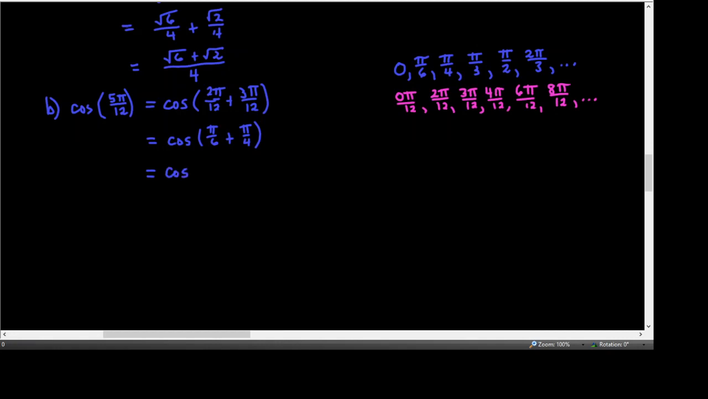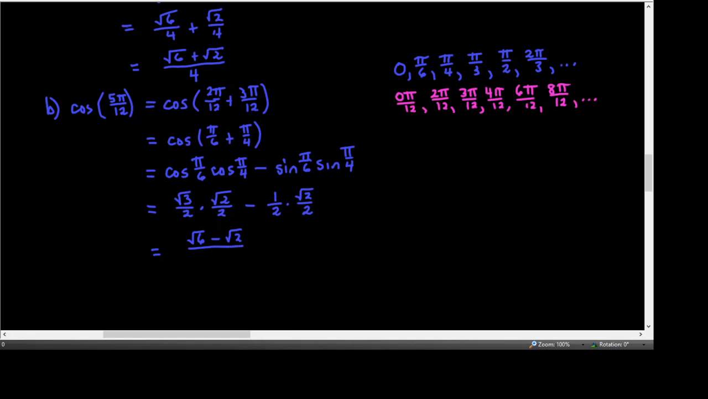Okay, so anyway, the identity is cosine of the first times cosine of the second. Change the sign, so minus sine of the first times sine of the second. Okay, cosine of pi over 6 is square root of 3 over 2. Cosine of pi over 4 is square root of 2 over 2. Yes, these are things that you should know or be able to get pretty quickly. Sine of pi over 6 is 1/2, without a calculator, by the way. And sine of pi over 4 is square root of 2 over 2. So that ends up being square root of 6 over 4 minus square root of 2 over 4. They have the same denominator, so they subtract over the common denominator, 4. And that's my final answer for that one.